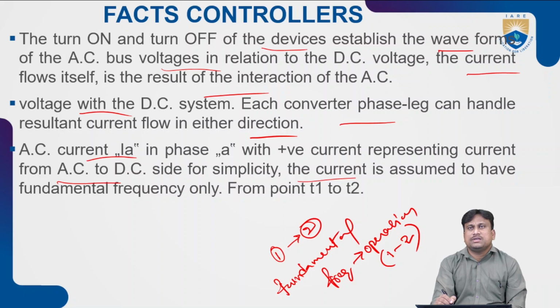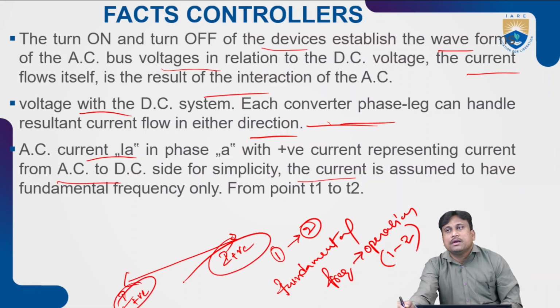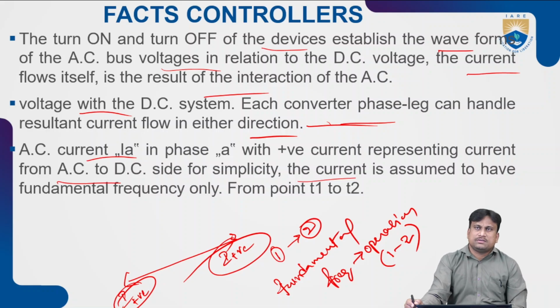When the voltage is DC in nature, then each converter with the phase lag can handle the resultant current flows in both the directions. So current can be handled in both directions, I positive here also. So current will exist in both the directions because of the turn on and turn off of the devices. They will establish the waveform as AC bus voltage into the DC voltage. So current flow must be existing. That means it will be the result of the interaction of the AC.